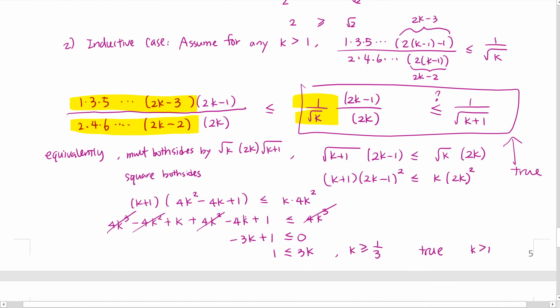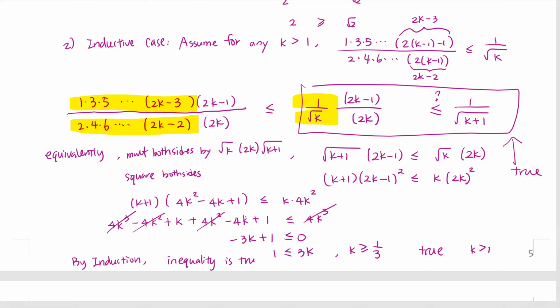Oh, I ran out of space. At the end, we say by induction the inequality is true for n greater than or equal to 1. Sorry, I ran out of space. Sorry about that. Okay, so far so good.